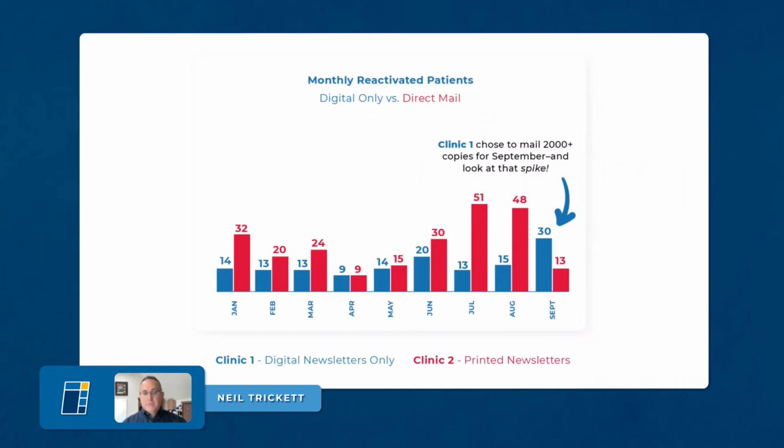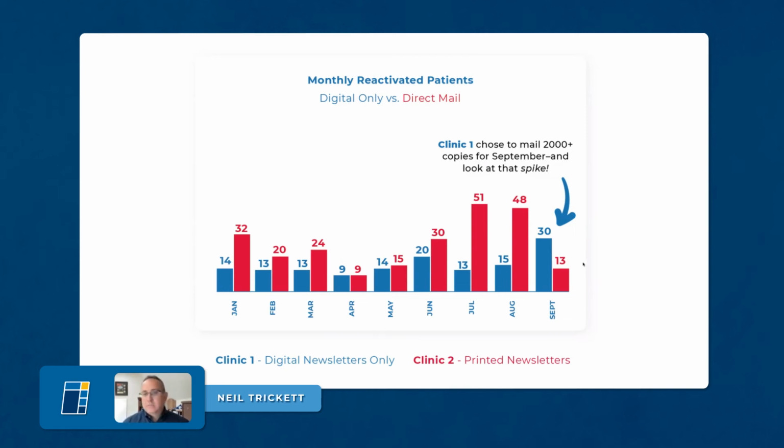You can see month after month, there were substantially more returning patients in those months for the clinic that direct mailed their newsletters. In fact, look here at something like July, right? The clinic that only sent out digital newsletters had 13. The clinic that sent direct mail had 51. So huge. That's almost 40 past patients returning difference, right? So put that into the value of each patient being $1,000. That's $40,000 revenue that could be generated, right? So you can see the difference here.